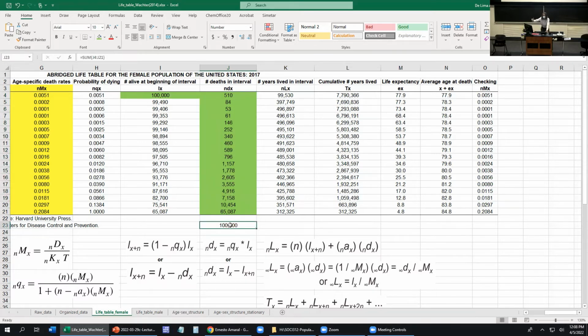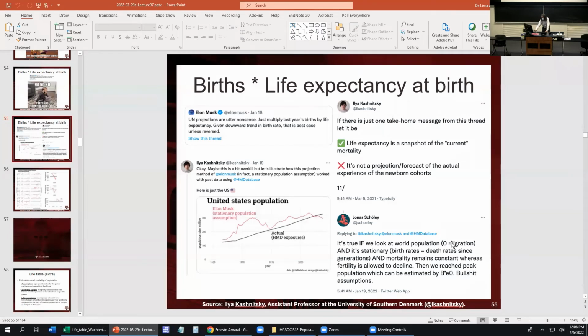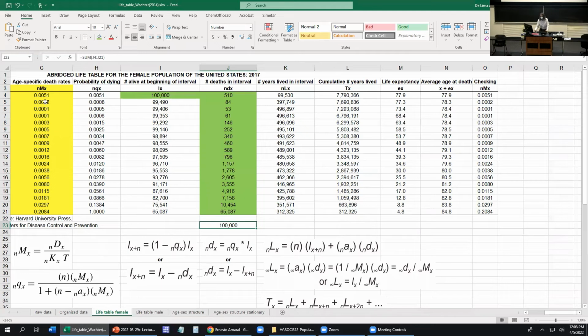And the last one, no migration. So no migration, which is not feasible for the US because the US receives a lot of immigrants. The number of births and deaths is not the same. It has not been the same for several generations. And mortality has been fluctuating, has not been so stable over time.